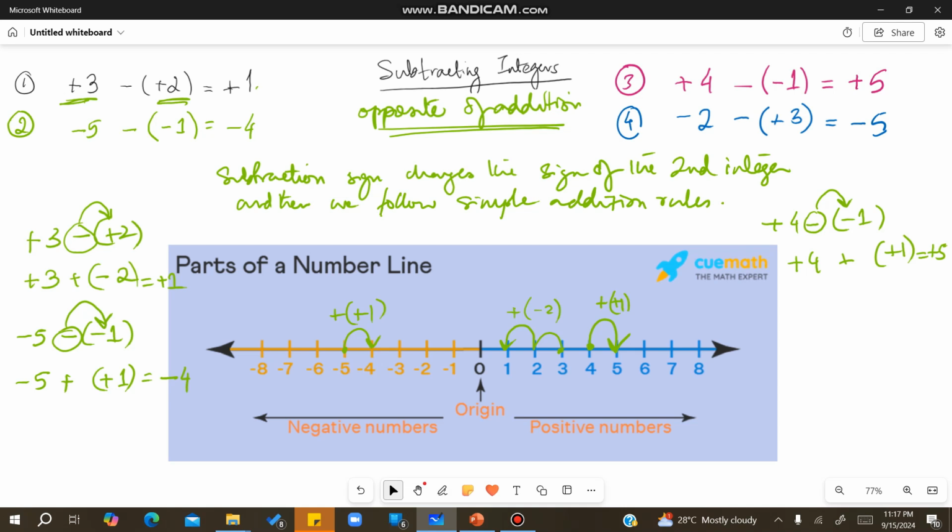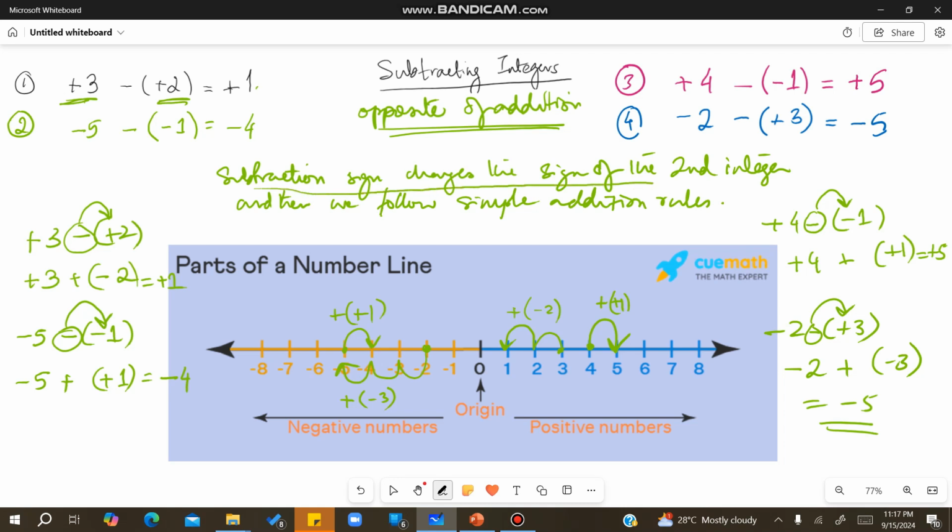Last example, -2 minus a +3. This subtraction sign is going to change this +3 and it becomes -3. So -2, add a -3 to it. So you are at -2 right here and you're adding a -3. So you go in the negative direction, 1, 2, 3, and you land at -5. So simple step, the subtraction sign changes the sign of the second integer and then we follow simple addition rules.